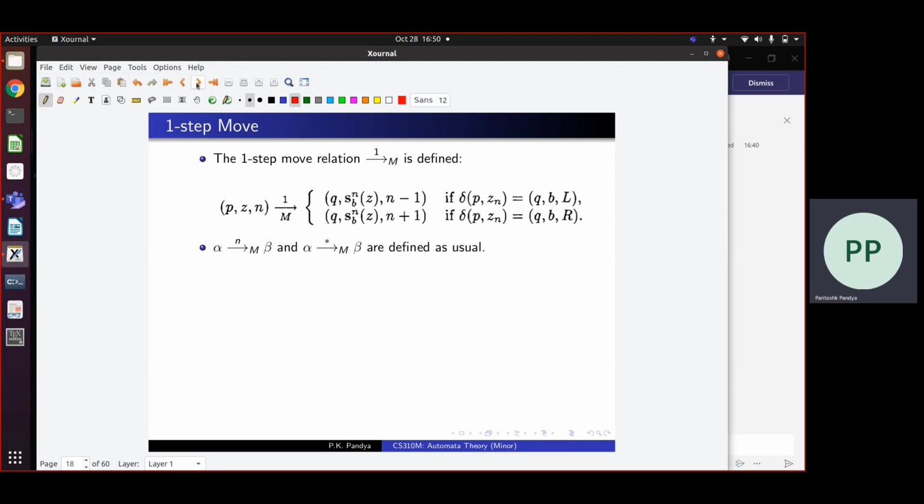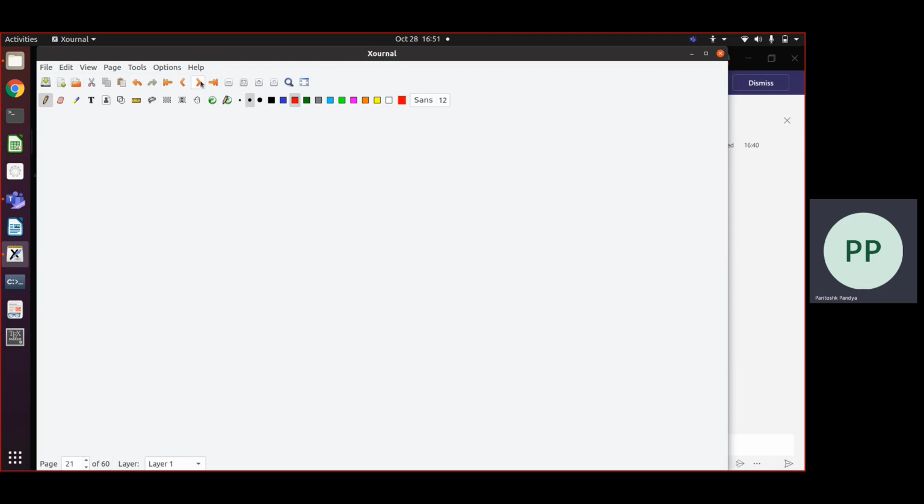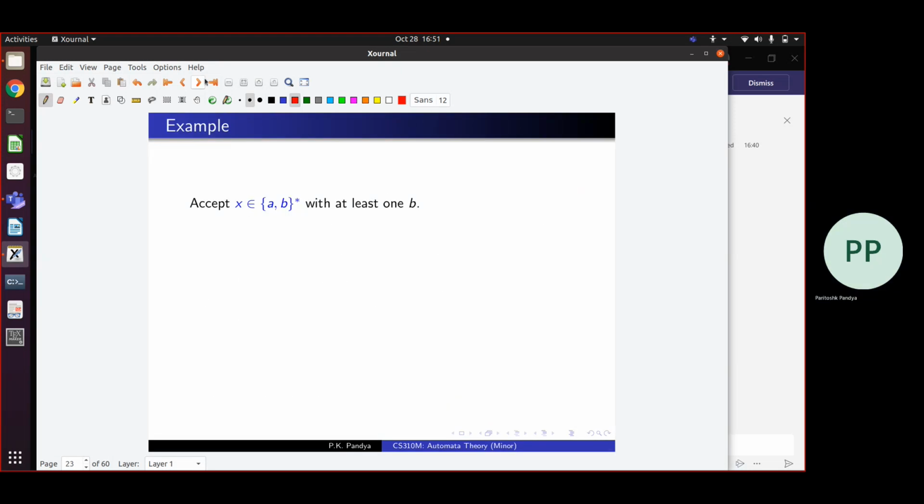And of course, we can make a sequence of moves. So let me take an example at this point, and I'm going to first take a very simple example. What we want to do is accept all words over alphabet AB that contain at least one B. Now this job could have been done by a finite state automaton, but here I'm going to do it using a Turing machine just to give you an idea of a very simple Turing machine, right? So what does this Turing machine look like? Let us look.